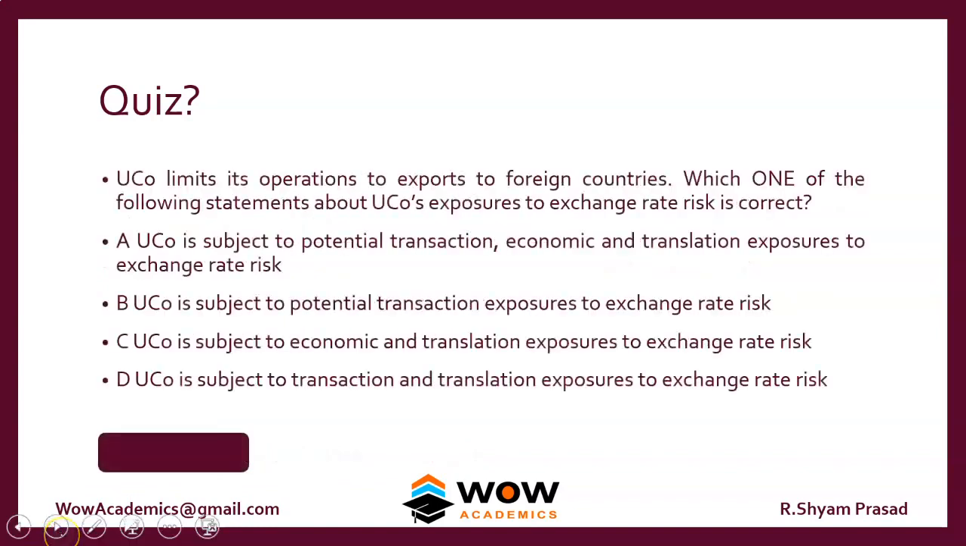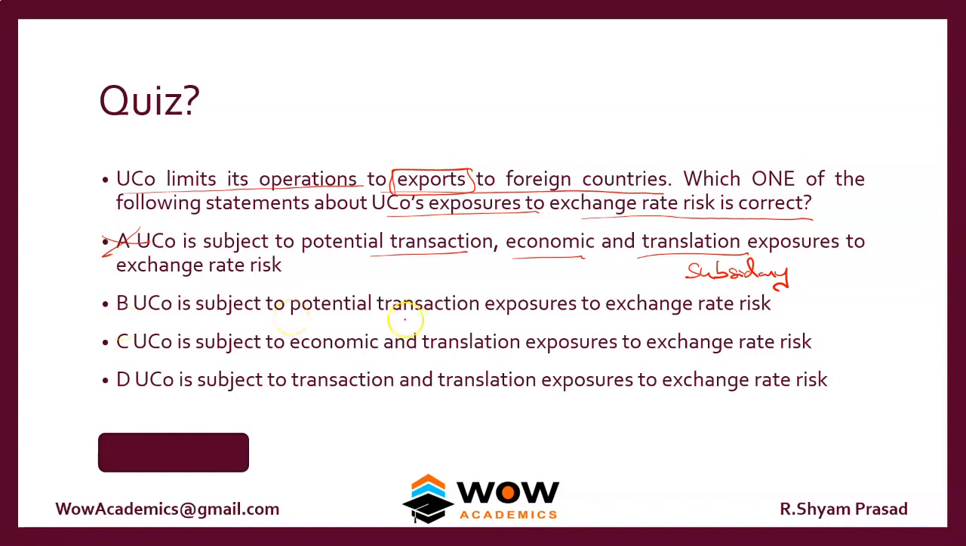So we have another question. UCO limits its operations to exports to foreign countries. Which one of the following statements about UCO's exposure to exchange rate risk is correct? So they are only exporting their goods to foreign countries. They don't have any other business. UCO is subject to potential transaction, economic, translation risk. Translation risk will not come because they don't have any subsidiary. So as they don't have any subsidiary, translation risk will not come. So this option is wrong.